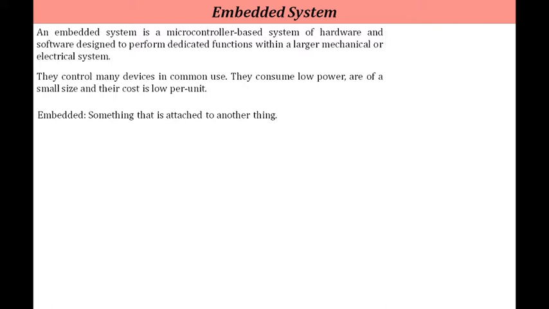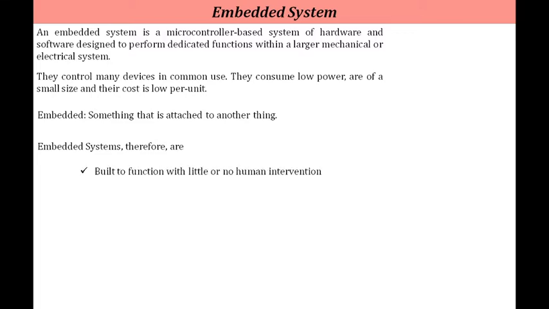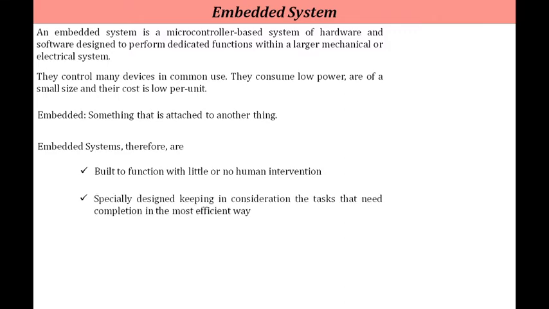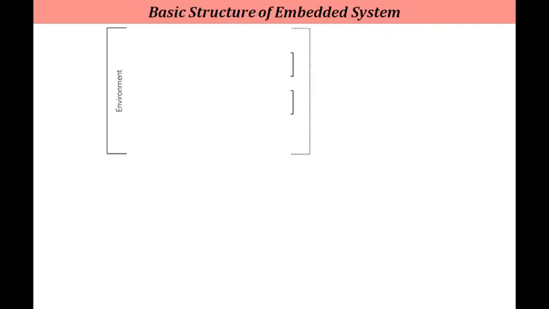Next, we will discuss what an embedded system exactly includes. Embedded systems are used to build a function with little or no human intervention. They are specially designed keeping in consideration the tasks that need completion in the most efficient way. So these are a few important points related to embedded systems. Now let's discuss the basic structure of an embedded system.